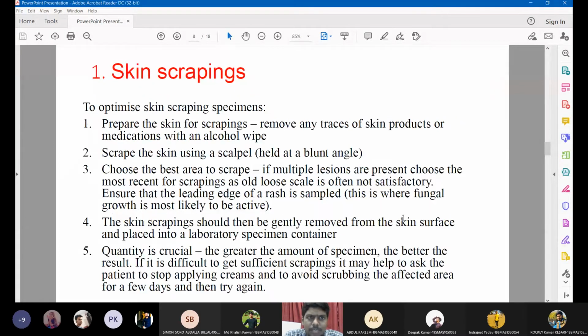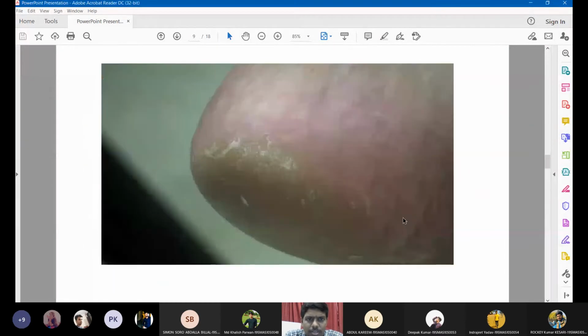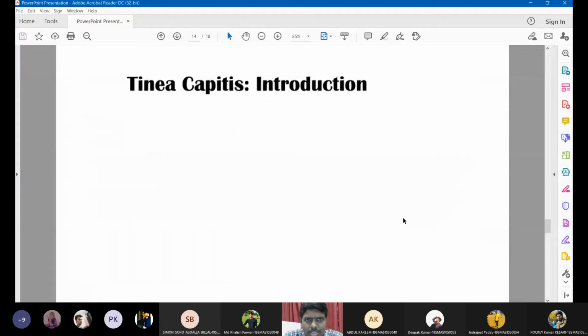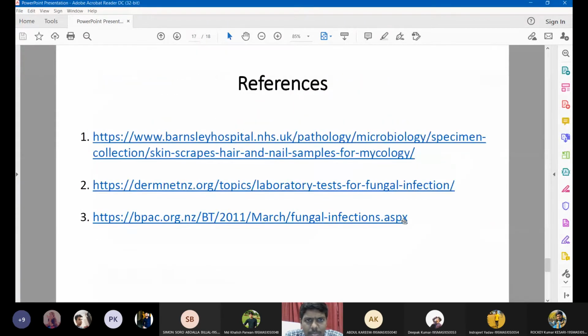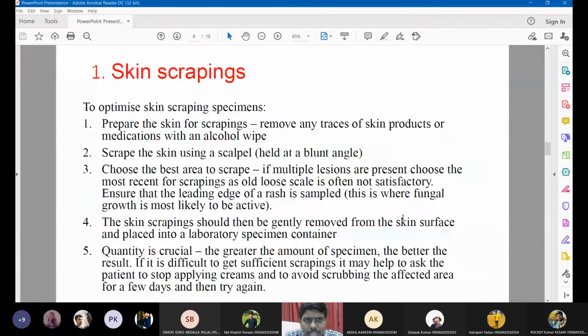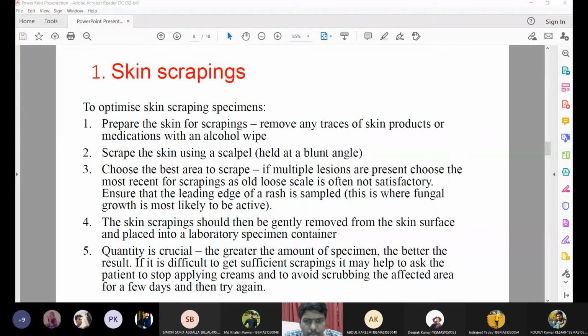Then how to collect skin samples? Collection of skin samples. Actually, I have kept a video here, but that is not coming, students. There is an issue with the PowerPoint. That is why I'm going with this. Just a second, I will try to open PowerPoint again.